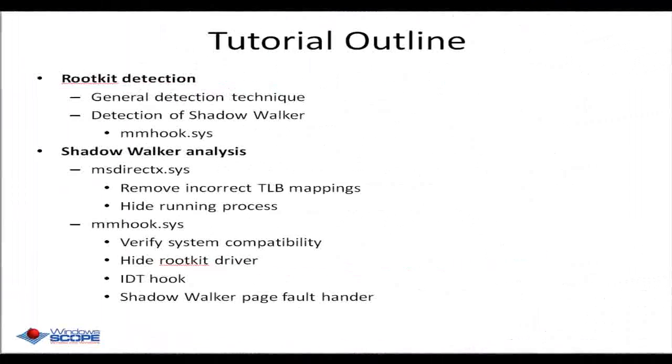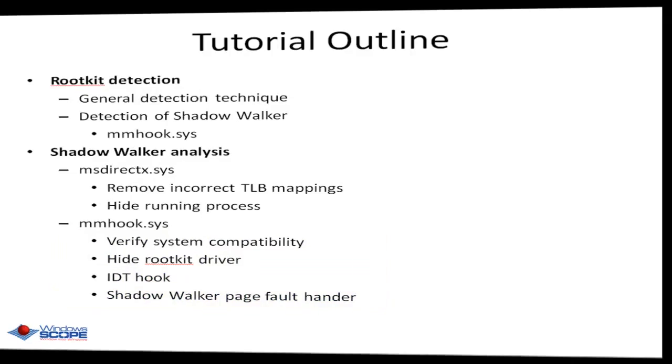We will now turn our attention to mmhook.sys. This is the ShadowWalker driver used for hiding the existence of msdirectx by diverting access attempts to the rootkit data. In order to understand this process, we will look at how mmhook verifies that ShadowWalker is compatible with the system it is running on, how it detects and hides the rootkit driver, the installation of the IDT hook for the page fault interrupt, and the functionality of the ShadowWalker page fault handler.